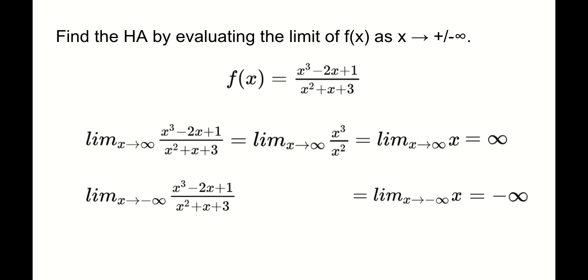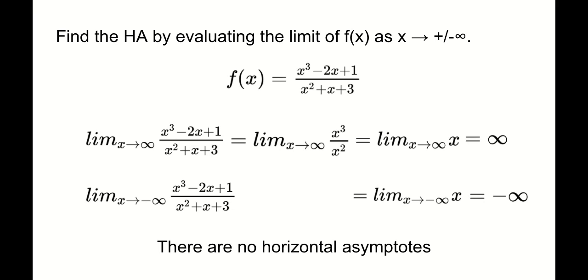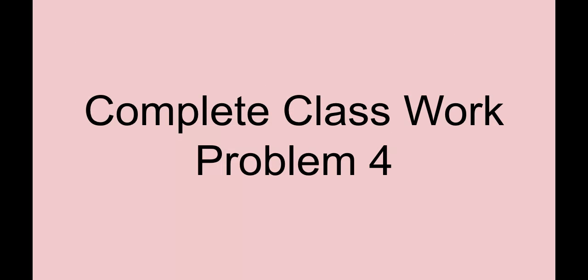So clearly, as x goes to infinity, y goes to infinity. That is not a horizontal line. And as x goes to negative infinity, y goes to negative infinity. That is not a horizontal line. So there are no horizontal asymptotes here. Neither one of these produced a y equals a value, a constant. All right, so that's actually going to be it. So you want to stop the video and complete the classwork.